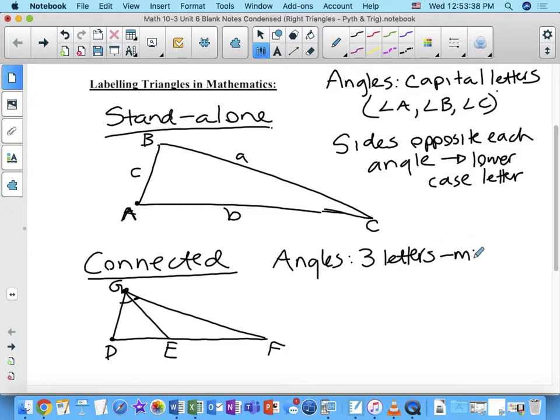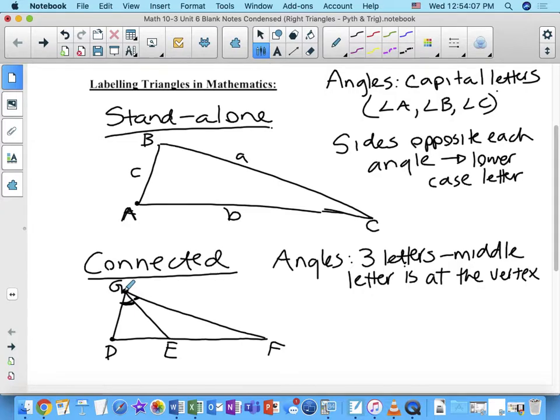Where the middle letter is at the vertex. Okay, so what I mean by that is vertex is like the corner of the angle. So if I wanted to talk, let's say, about this angle right here, the corner is right here, this point G.